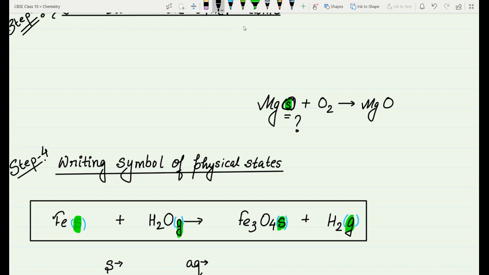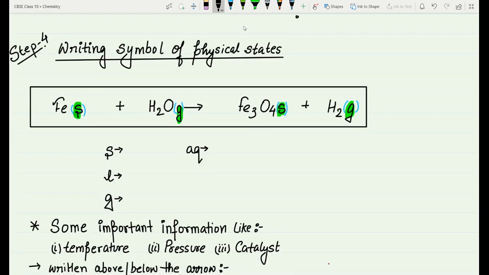मतलब S मतलब solids, G मतलब gas. So क्या क्या state हो सकता है? S stands for solid state, L stands for liquid, G stands for gas, and AQ stands for aqueous. Okay, so aqueous state मतलब क्या? If I dissolve something in water, then it becomes aqueous state.